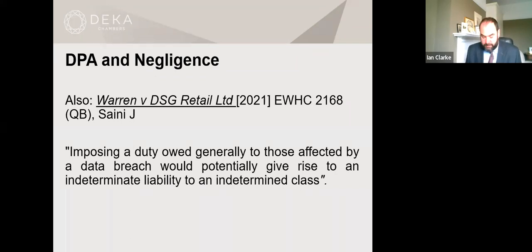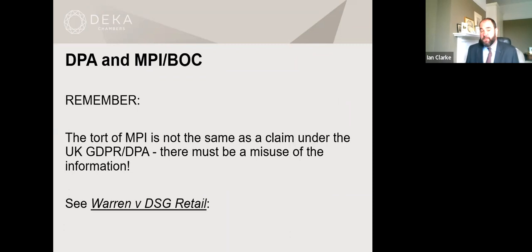Warren is an interesting case in some ways, because the facts of the case are quite simple. DSG Retail, in essence, is Currys. And they obviously have data on hundreds of thousands of their customers, and they were subject to a data hack. They didn't do anything. They didn't misuse any data. They didn't process the data in any inappropriate ways. But they were subject to a hack. And the claimant, Mr. Warren, knowing that his details have been compromised by this hack, brings a claim against DSG Retail in negligence, misuse of private information, and breach of confidence.